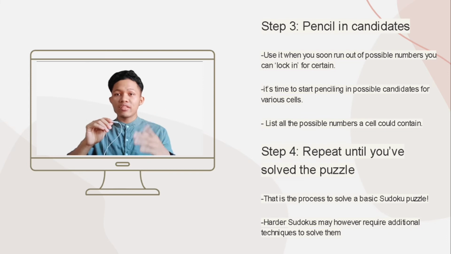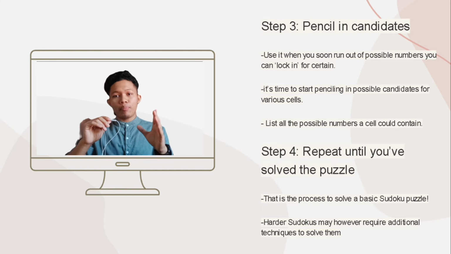Lastly, repeat until you have solved the puzzle. Congratulations, you now know the process to solve a basic Sudoku puzzle. All you have to do is repeat this step until you have filled in all of the cells in the grid. Other Sudokus may, however, require additional techniques to solve them, but for now, you can practice your skill by solving easy and moderate puzzles.